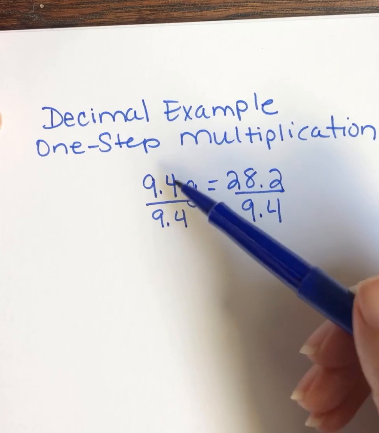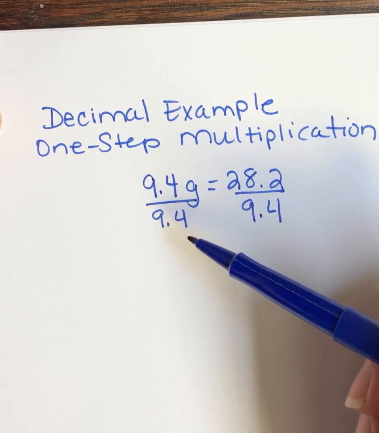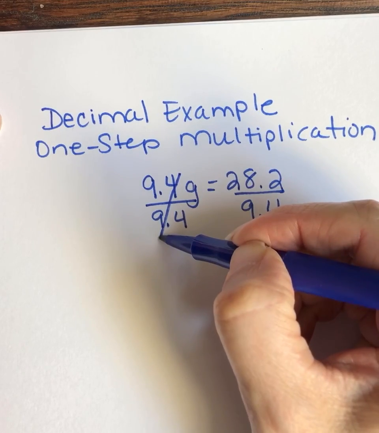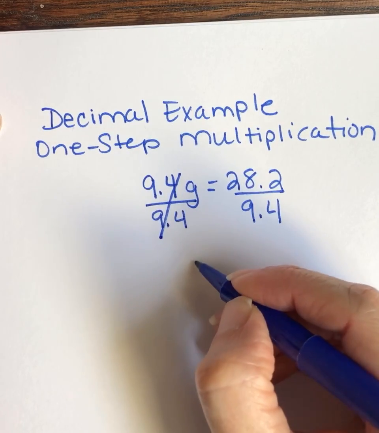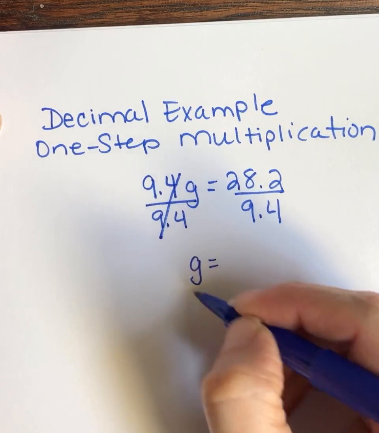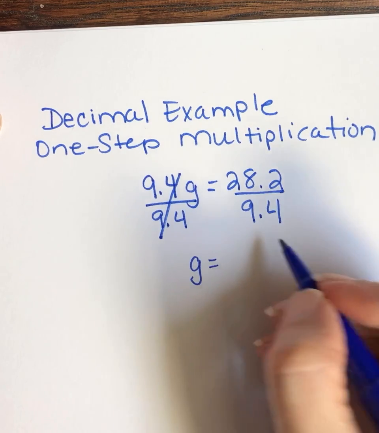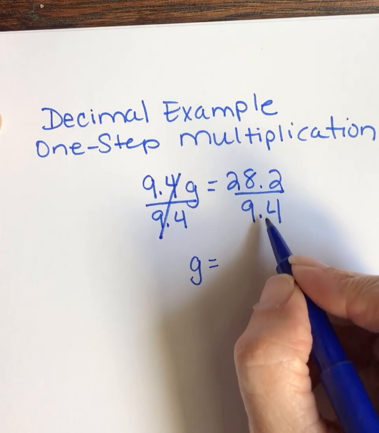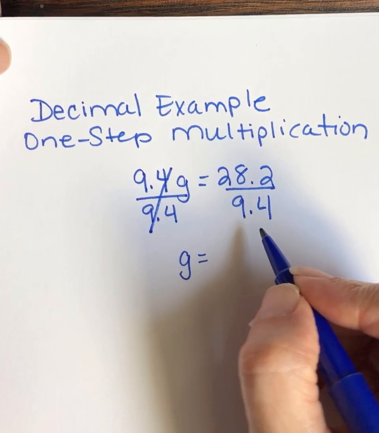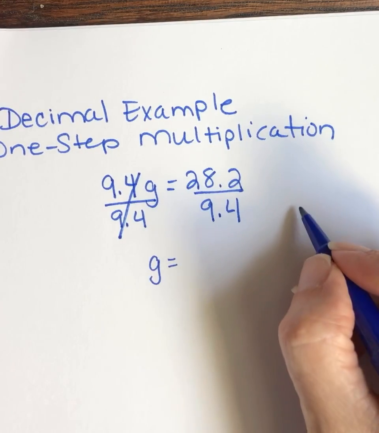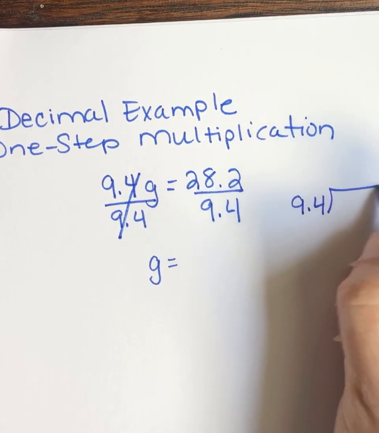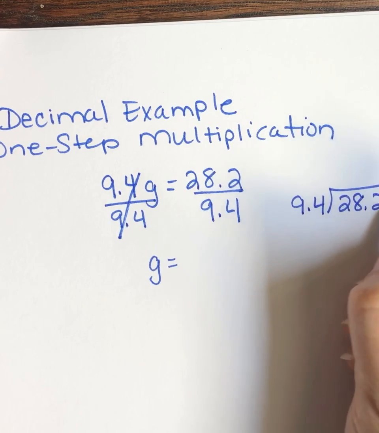Okay, so 9.4 divided by 9.4 is just 1. So we cross it out, and then we will write G. We don't have to put 1G, we can just put G equals the answer to 28.2 divided by 9.4. Now I'm going to have to come over here and do some work like this.